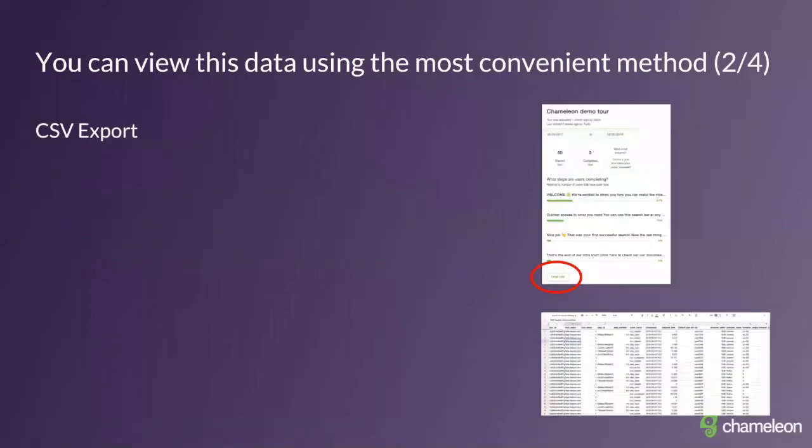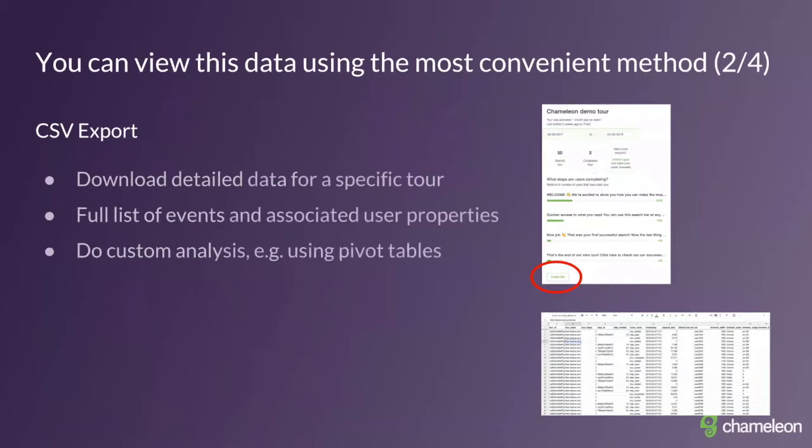Another way is a CSV export. So from the same view, the performance view, you can email a CSV. That CSV will contain a list of all of the events that include the tour events and the step events, alongside some of their attributes, and they'll be emailed to you for that time range for that tour. And it's great because it allows you to do more custom analysis. It's almost like a database format, and you can use pivot tables to do this analysis.